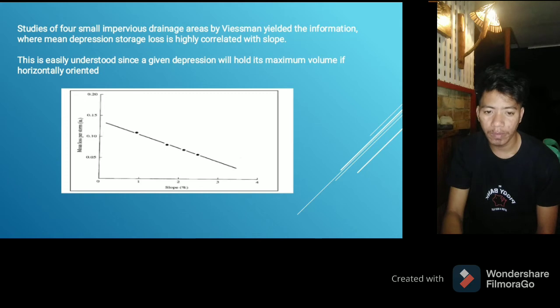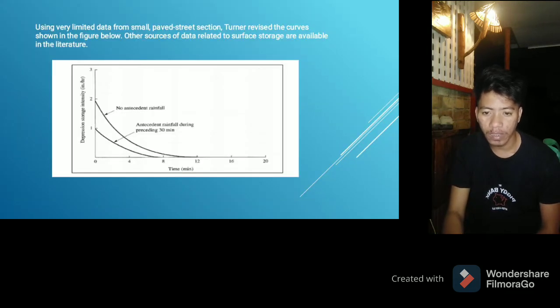Studies of small impervious drainage areas by Wiseman yielded the information that mean depression storage loss is highly correlated with slope. This is easily understood since a given depression will hold its maximum volume when horizontally oriented. Using very limited data from small paved street sections, Turner revised the curves shown in the figure below. Other sources of data related to surface storage are available in the literature.